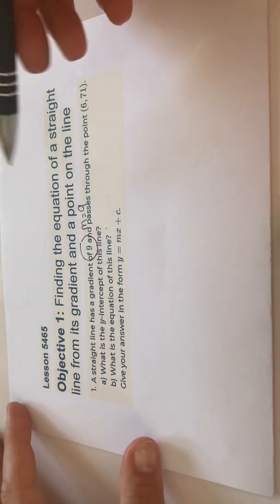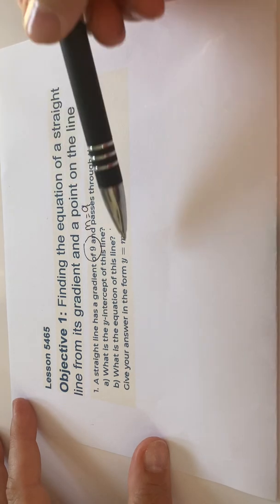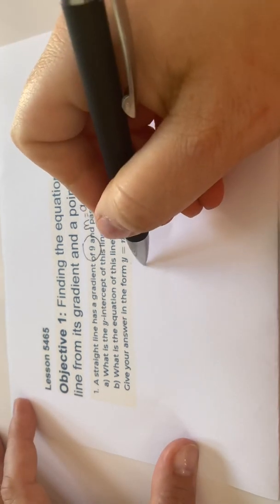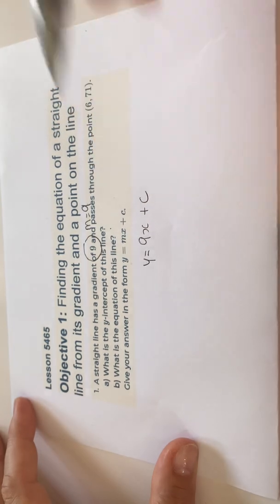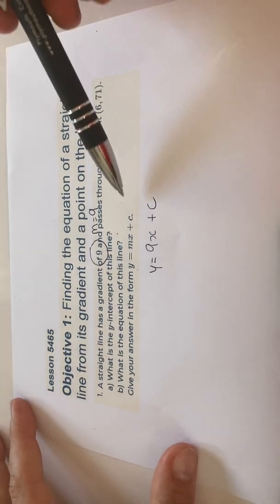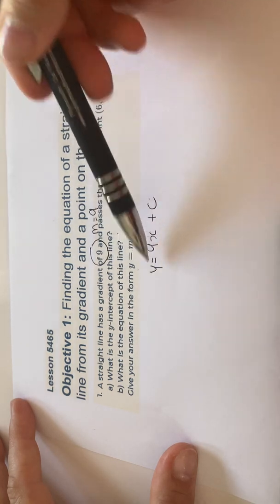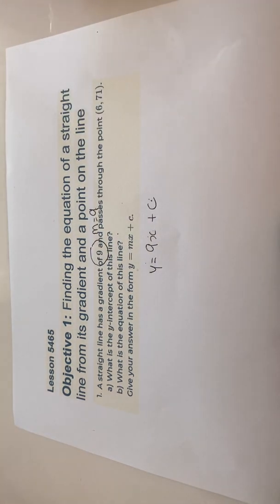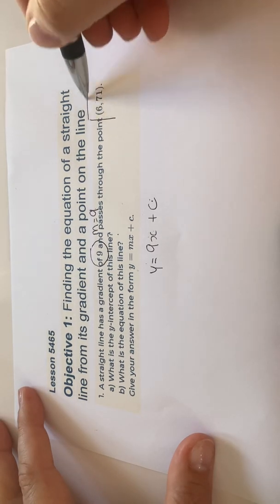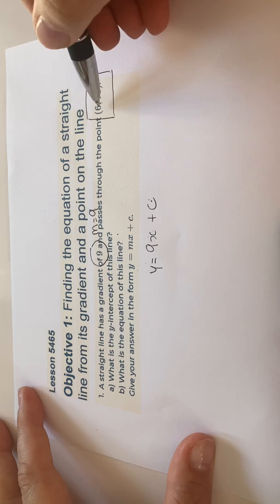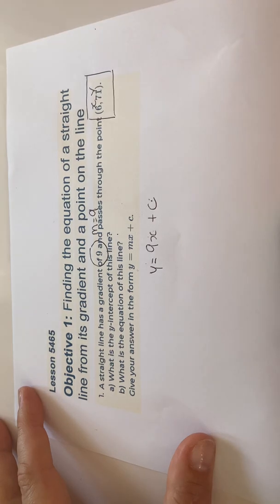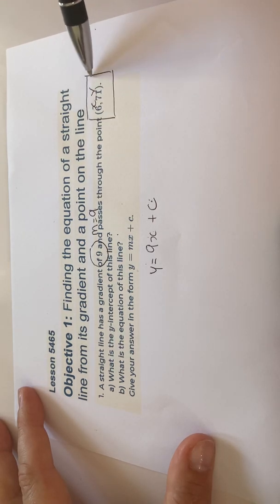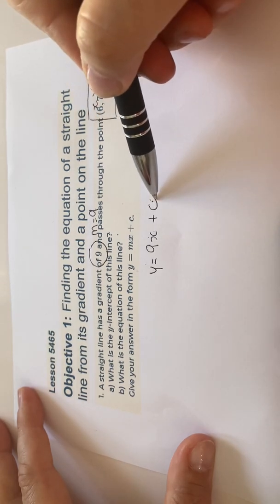Now if I initially use the fact that the gradient is 9, then I'm going to substitute that into the equation of the line. So y is equal to, instead of mx, I will put 9x plus c. So now I still have 3 unknowns that I need to figure out. But there is this coordinate here, and we know that the first number in a coordinate is the x value, and the second number is the y value. So what you will do is substitute those 2 numbers into this equation as well.